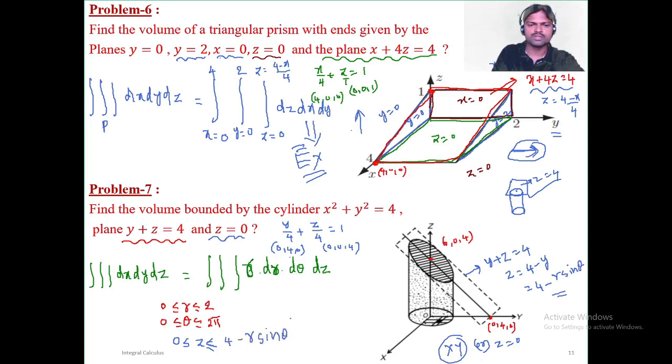So these are the limits. With these limits you can proceed with this integration. You are supposed to get the answer 16 pi cubic units. Check once. And here z is dependent, right? So first with respect to z you have to evaluate, and the remaining two variables, r and theta, are independent. So you can evaluate first with respect to theta, or with respect to r, your wish.